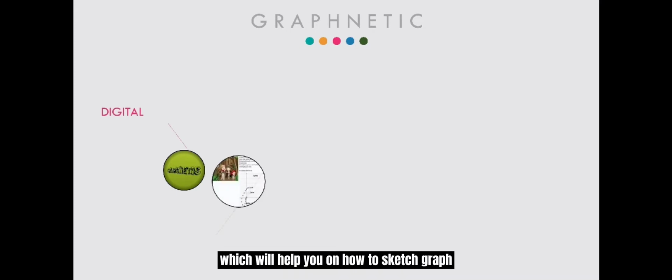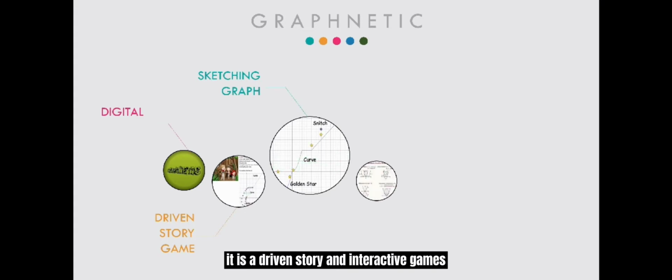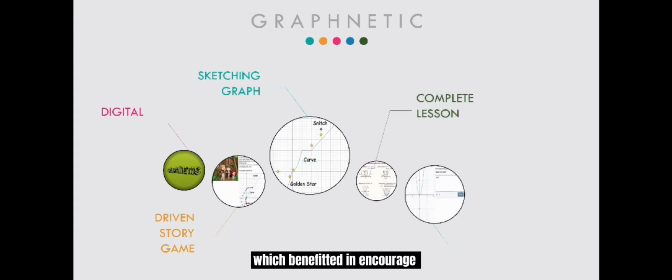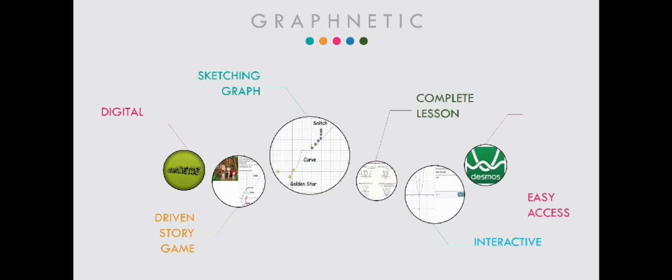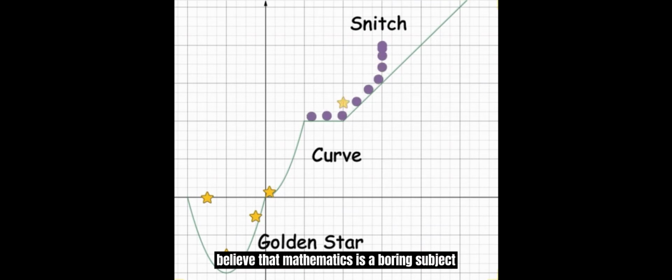Graphnetic is a digital game-based learning (GBL) which will help you learn how to sketch graph by playing games. It is a story-driven and interactive game which benefits and encourages students' learning in mathematics. GBL was chosen because most students believe that mathematics is a boring subject which involves a lot of exercises.